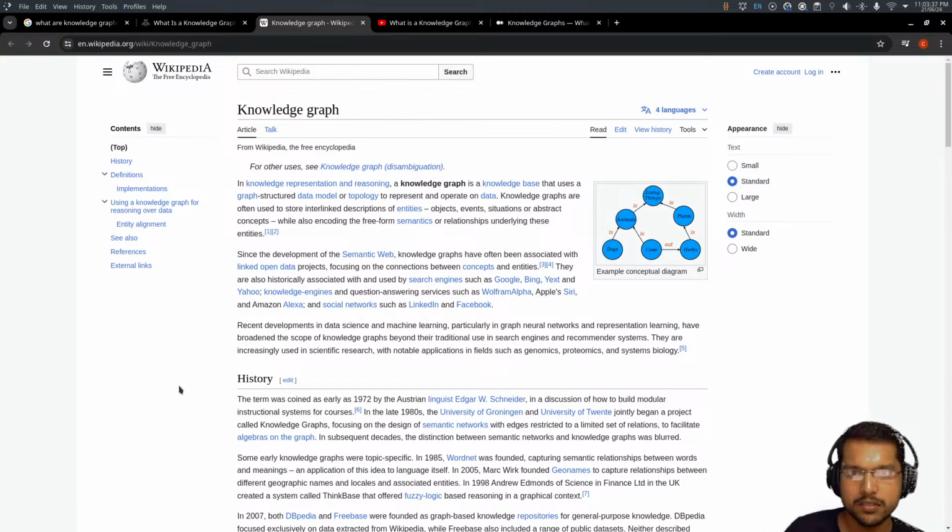A knowledge graph, or semantic network, is a knowledge base that uses a graph-structured data model or topology to represent and operate on data. Knowledge graphs are often used to store interlinked descriptions of entities, objects, events, situations, and abstract concepts, while also encoding the free-form semantics or relationships underlying these entities. The development of these semantic web knowledge graphs has also been associated with linked open data projects, focusing on connections between concepts and entities. They are also historically associated with search engines such as, are they used by search engines? Yeah, actually. What's it called?